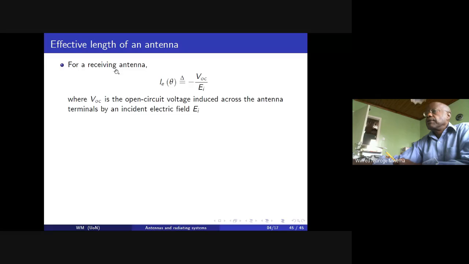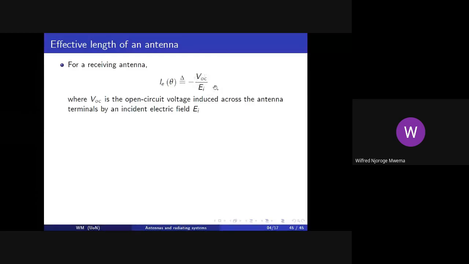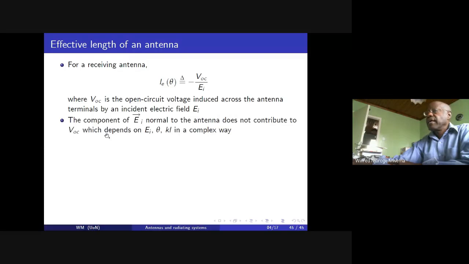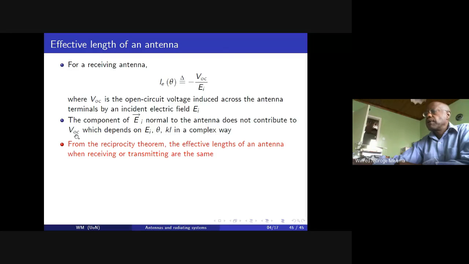So, for a receiving antenna, the LE of theta will be defined as the open circuit voltage developed at the gap divided by the incident electric field. So VOC is the open circuit voltage induced across the antenna terminals by an incident electric field EI. And the component of EI that is normal to the antenna will not contribute to this VOC, because VOC will depend on EI, theta, and Ka in a complex way. So from the reciprocity theorem, the effective lengths of an antenna when receiving or when transmitting must be the same.